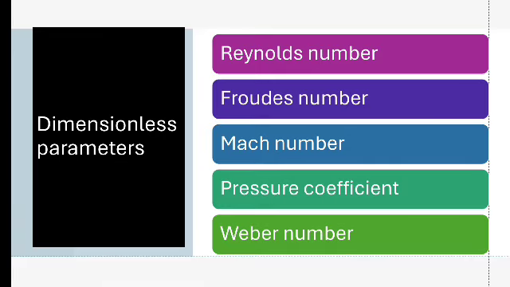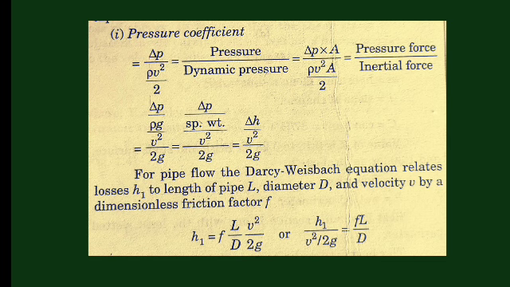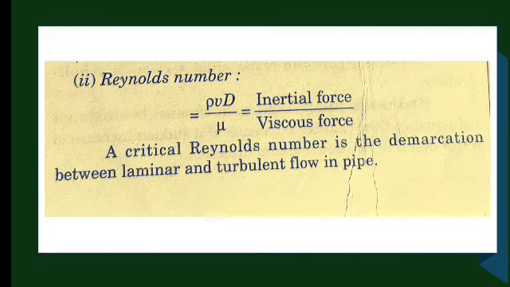There are 5 dimensionless parameters: Reynolds number, Froude number, Mach number, pressure coefficient and Weber number. These are very important. We can expect them in the examination. First one, pressure coefficient. It is nothing but the ratio of pressure to the dynamic pressure, that is equals to V square by 2g. Next, Reynolds number. This is equals to the ratio of inertial force to the viscous force, rho Vd by mu.